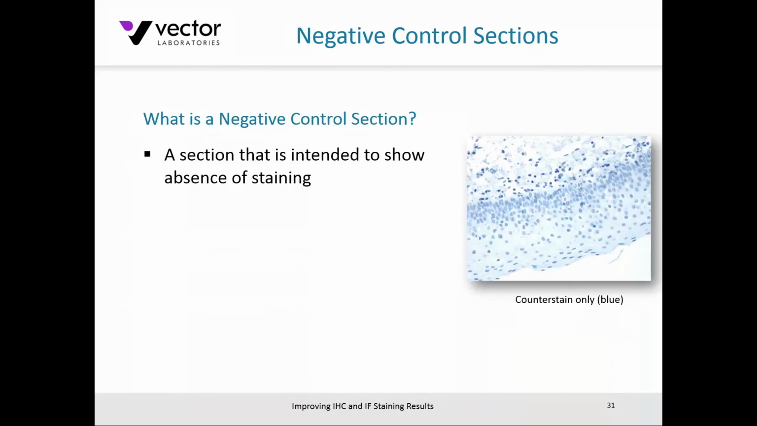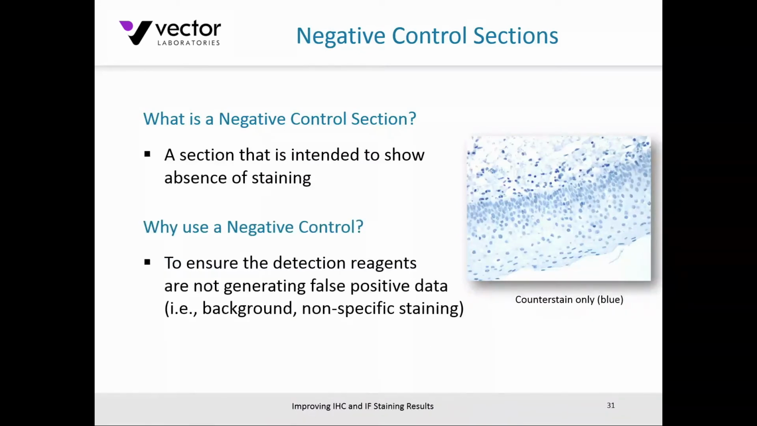Okay, let's move on quickly to negative control sections. Obviously, a negative control is a section that's intended to show an absence of staining. I've shown that over here with this stain, just showing a blue hematoxylin nuclear stain. The reason for implementing a negative control in your assay is to ensure the detection reagents, which include the primary antibody, are not generating any false positive staining that you're then going to report as being where your specific target antigen is being expressed.